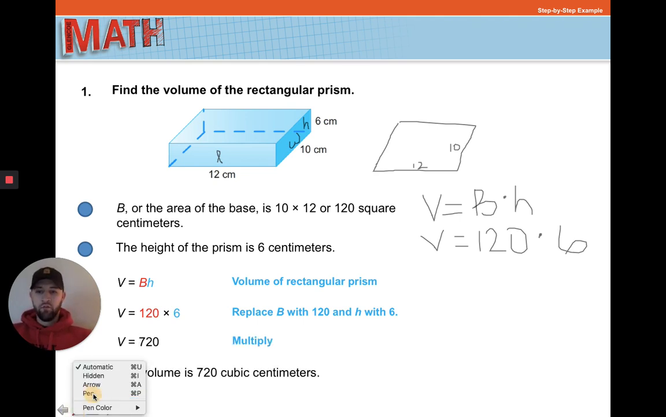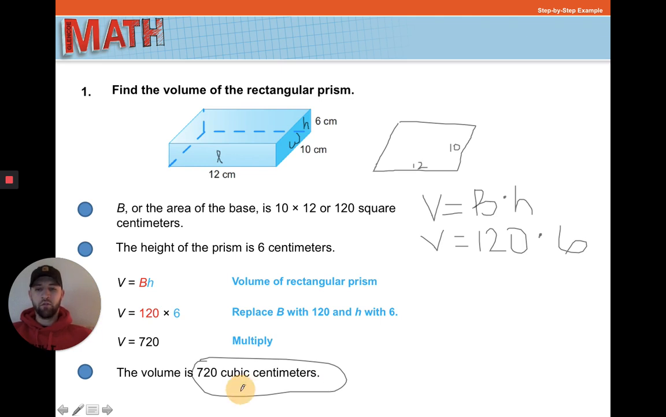For volume, we use cubic centimeters, okay? We use cubic centimeters just because we're working with 3D shapes. So you can do centimeters cubed, so we put a little 3 up there, or you can write cubic centimeters, okay?